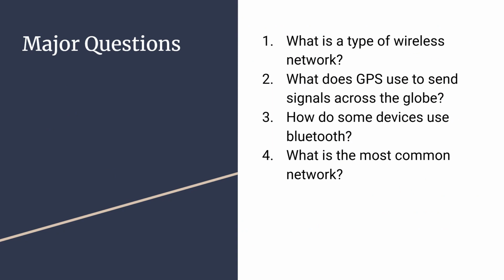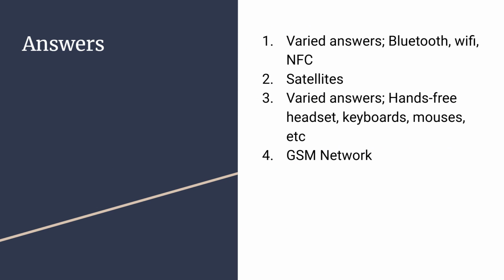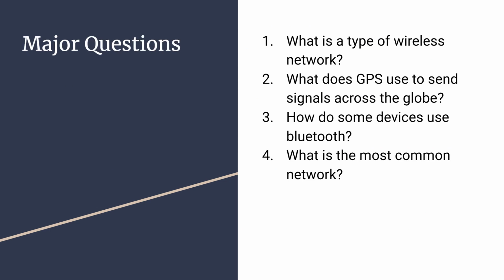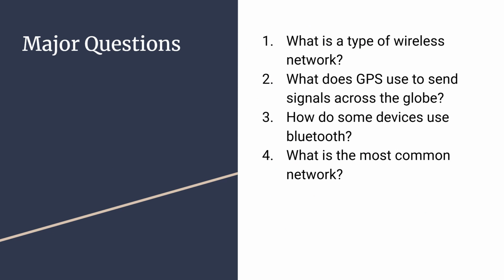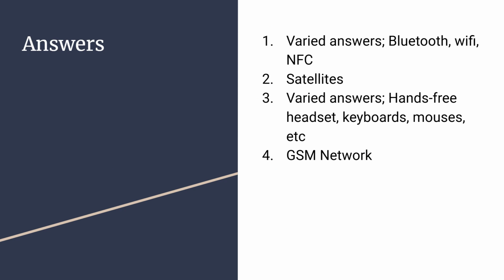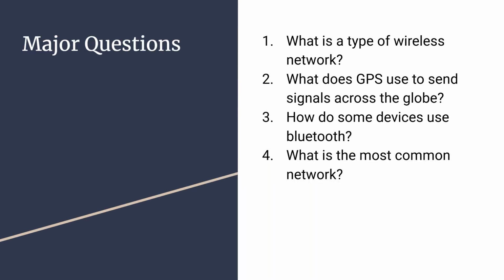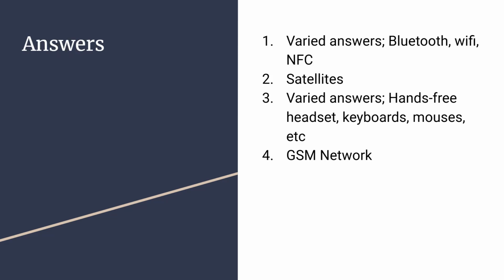Questions. One, what is a type of wireless network? Varied answers like Bluetooth, Wi-Fi, and NFC. Two, what does GPS use to send signals across the globe? Satellites. Three, how do some devices use Bluetooth? Varied answers like hands-free headsets, keyboards, mice, etc. Four, what is the most common type of network?